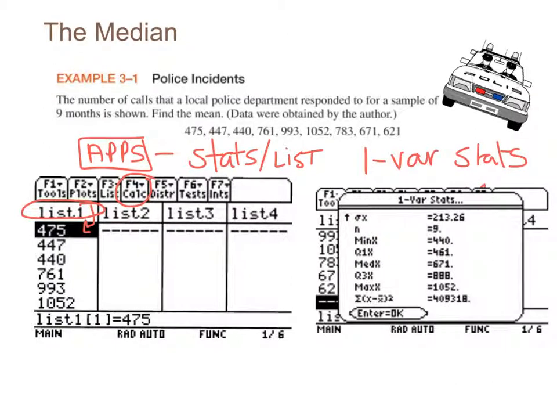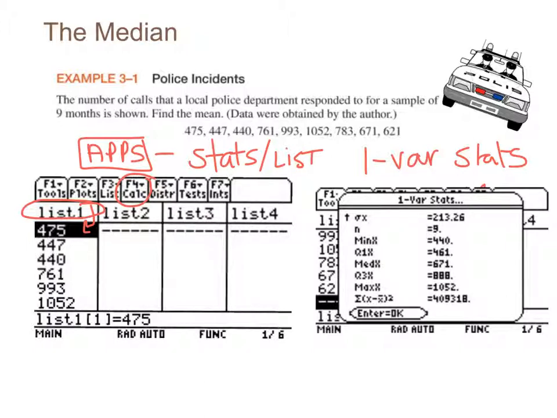So when you hit enter, you're going to come to a screen the same as the mean screen. The mean will be at the top, and if you hit the down arrow button, you will see the median appears right here. So there's the median. Got the median going right there. Median is 671. So your calculator will calculate the median for you.